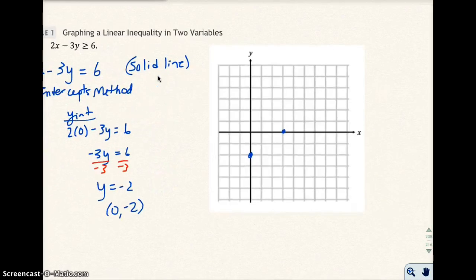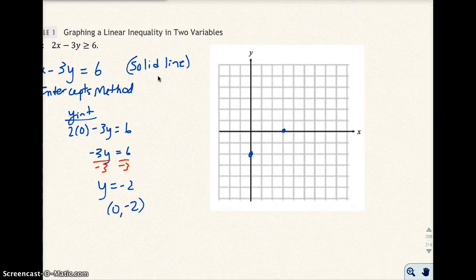You should use a ruler. I don't have one, I'm using my iPad, but you're going to go ahead and graph the line, and make it a solid line. I told you a second ago it would be solid.